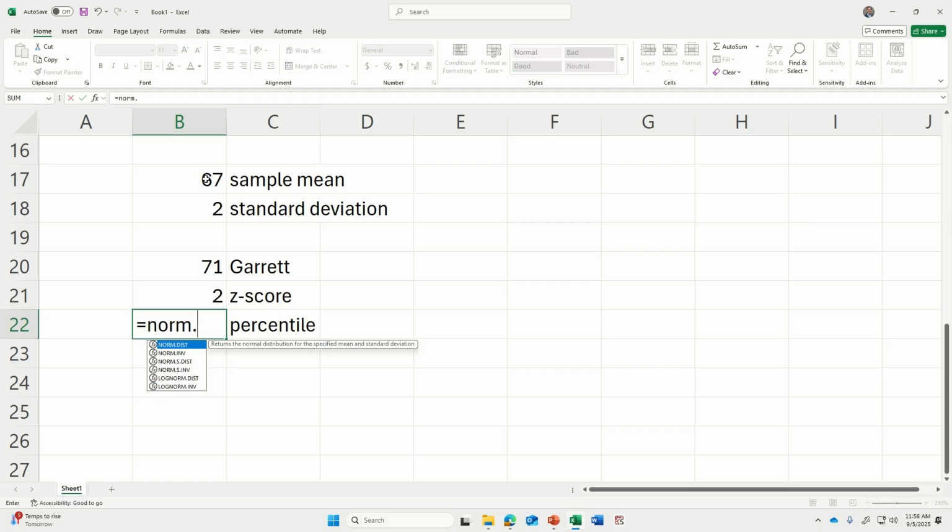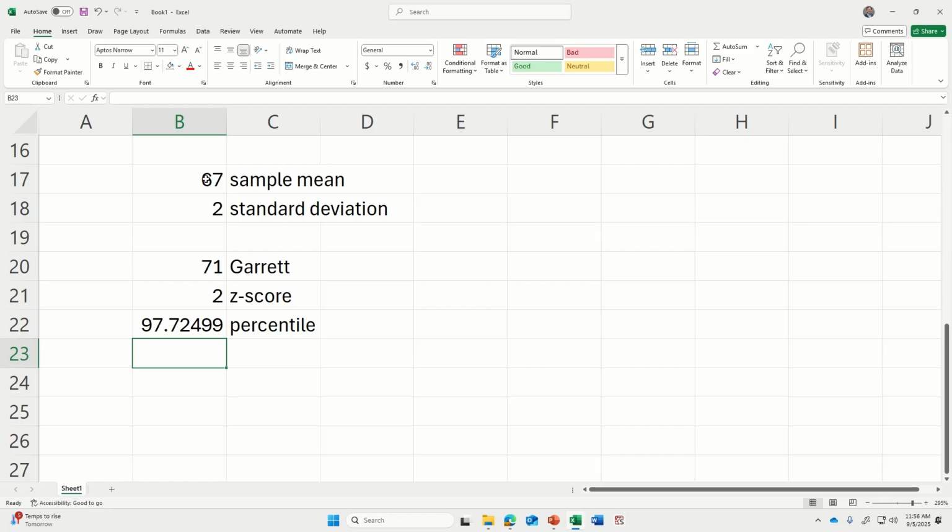And then we use norm.dist, the z-score, comma 0, comma 1, comma true, times 100. So, you're very tall, actually. You are in the 98th percentile of height, I guess.